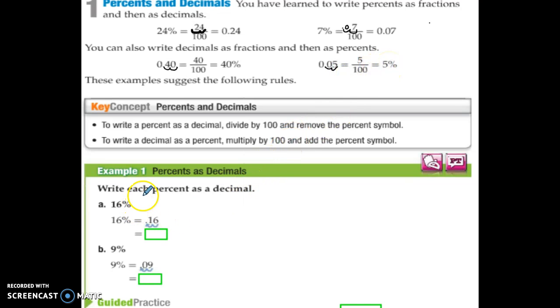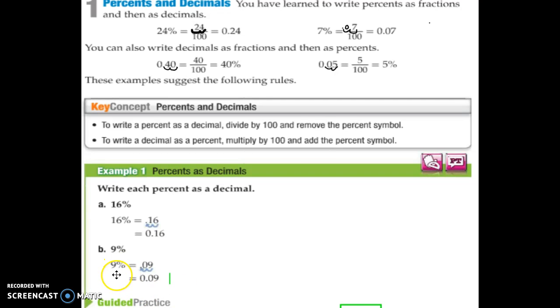Okay, so here we go. Write each percent as a decimal. Well, I write the percent down here, I move it twice right here, and there's my final answer, 0.16. You should probably put a 0 in front of it, so 0.16. 9%, bring it down, I move it twice, I got to add that 0 in there because I moved past an empty space, and so it's 0.09.